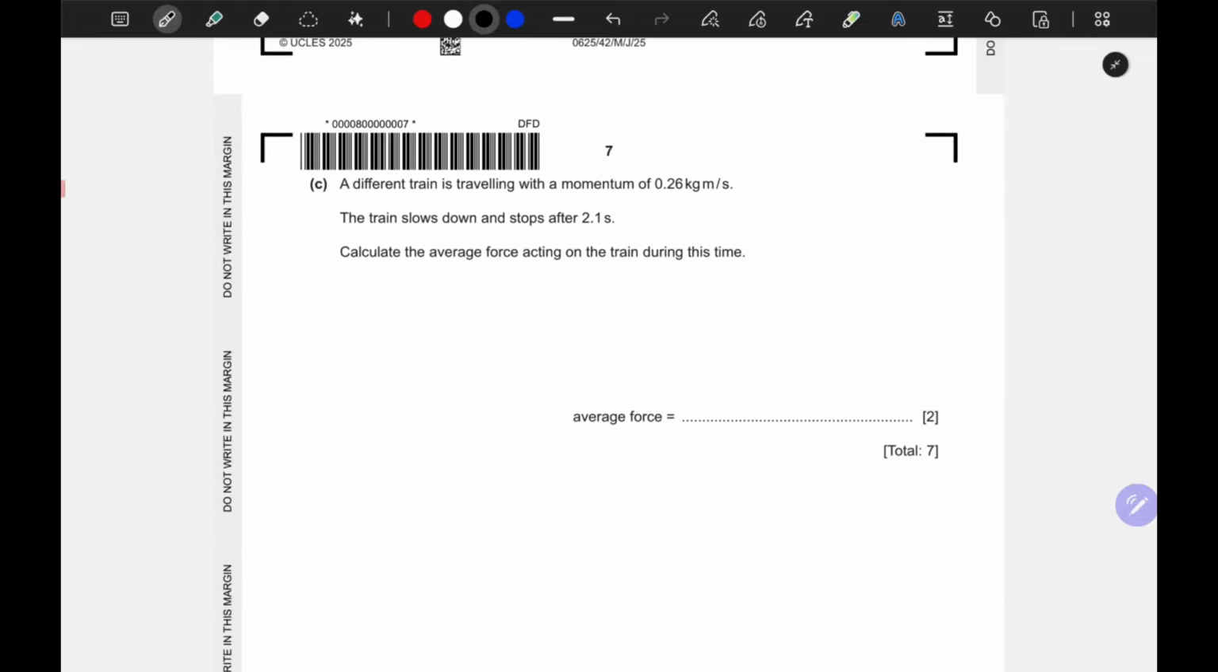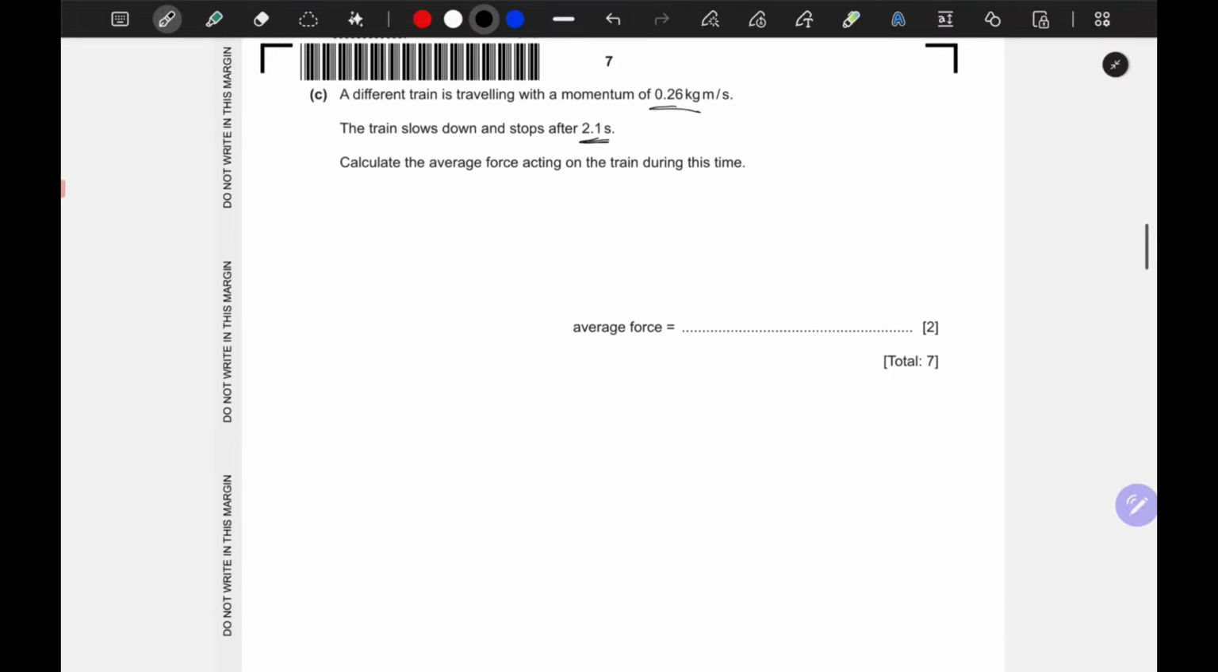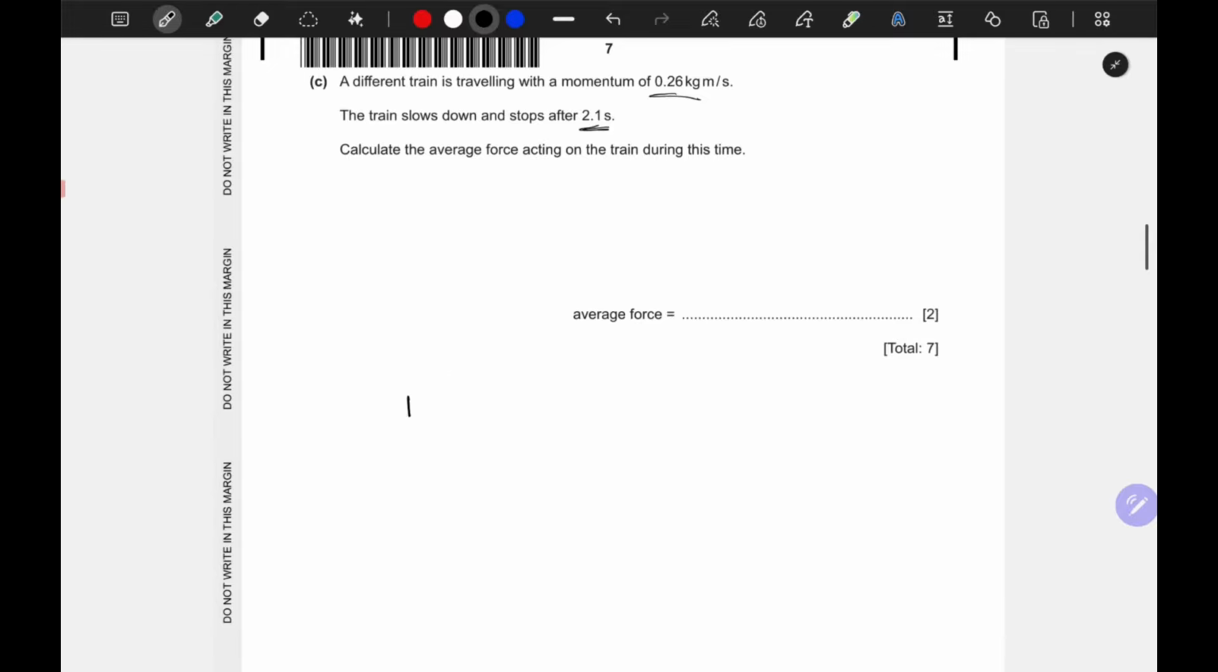Part C. A different train is traveling with a momentum of 0.26. The train slows down and stops after 2.1 seconds. Calculate the average force acting on the train during this time. Okay, so we have a train here. Sorry about my bad drawing. Let me just add the wheels. It's moving at a momentum of 0.26. This is momentum, not speed, not mass. And then it slows down and stops after 2.1 seconds.